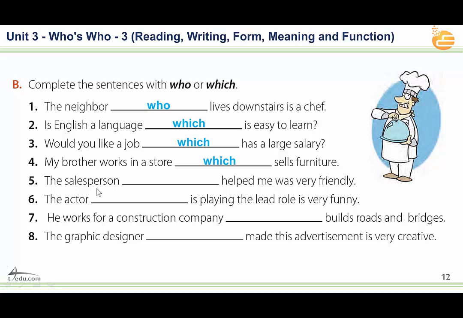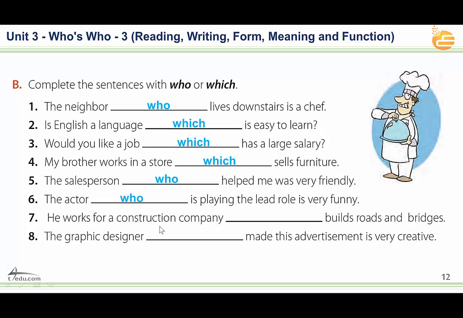Number five, the salesperson helped me. Was very friendly. Who? Excellent. He's a person. Number six, the actor playing the lead role is very funny. So what about the actor? He's one of the people. He's a person. Who? Excellent.